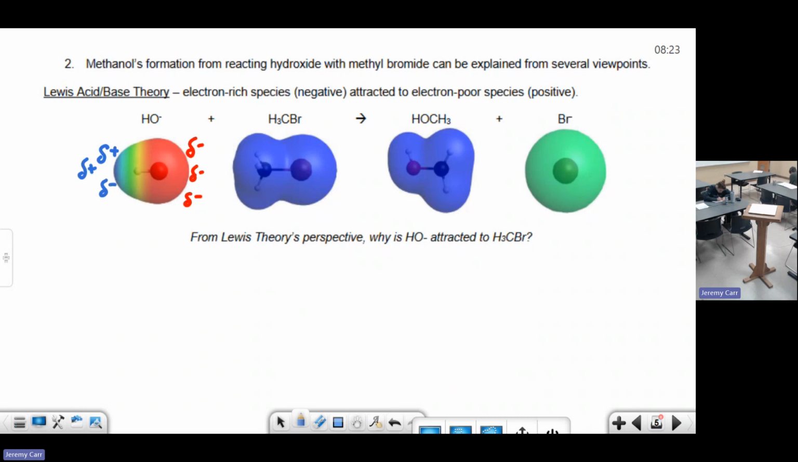Let's say I'm putting a whole bunch of charge here. So red electron rich, blue electron poor.